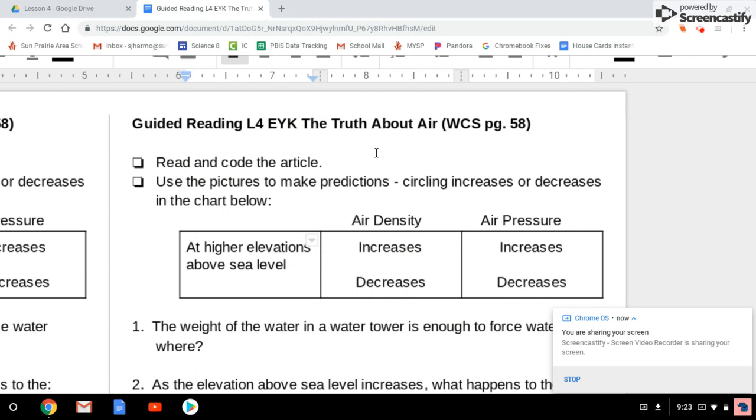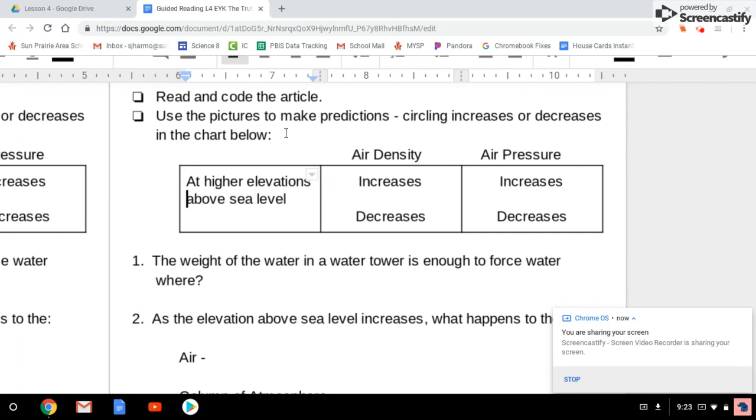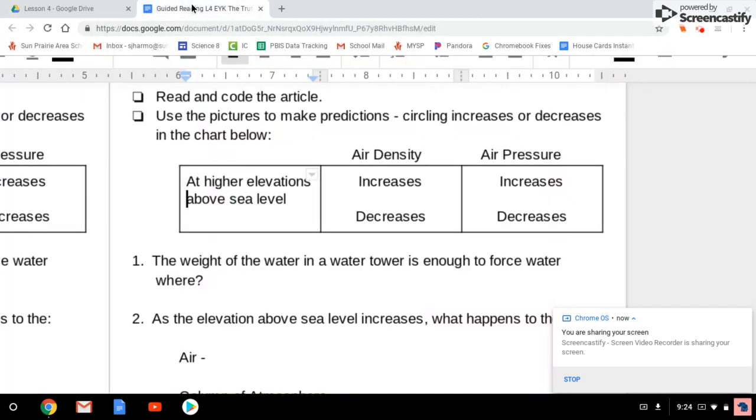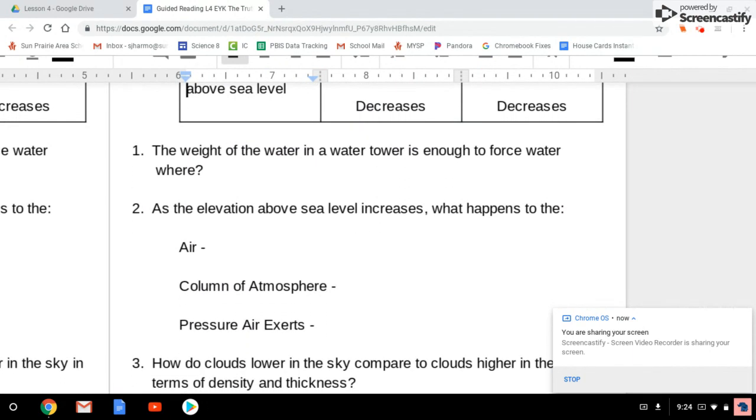So on the guided reading, this is what your paper looks like. It says read and code the article. So we're going to read the article and draw attention to some important parts. Then it says to use the pictures to make a prediction, circling increases or decreases in the chart below. So at higher elevations above sea level, air density increases or decreases, and air pressure increases or decreases. So I could go back to that reading and look at these pictures and make my predictions and circle what I believe. Then I'll go through, and these are the answers that I'm looking for as I read.